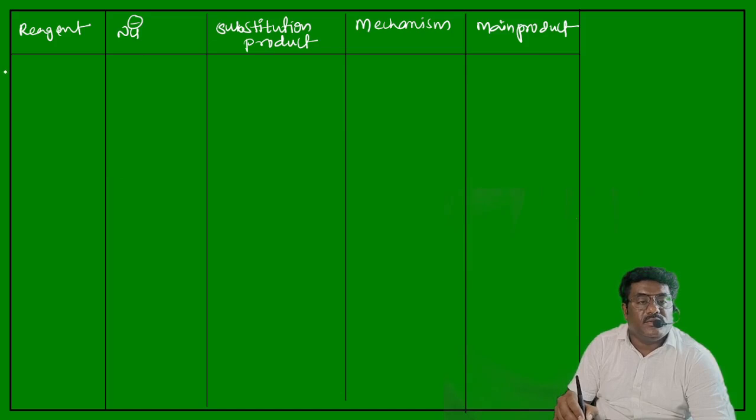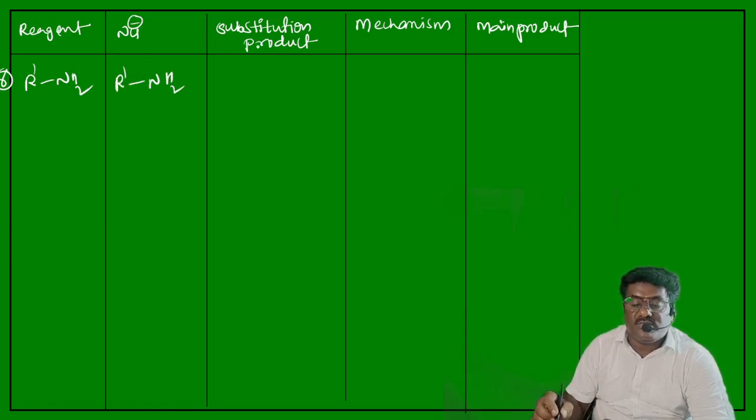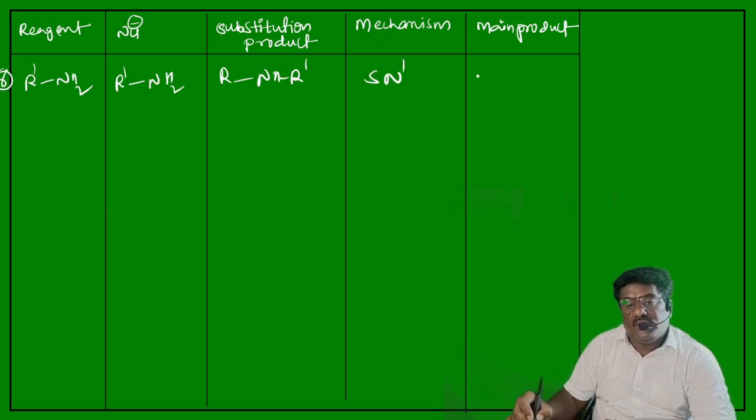The sixth one. What is the reagent? RNH2. In presence of alkyl halide, it gives RNHR. What is the mechanism? It is SN1. It gives secondary amine.